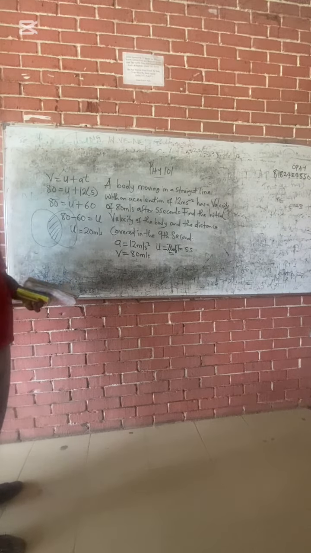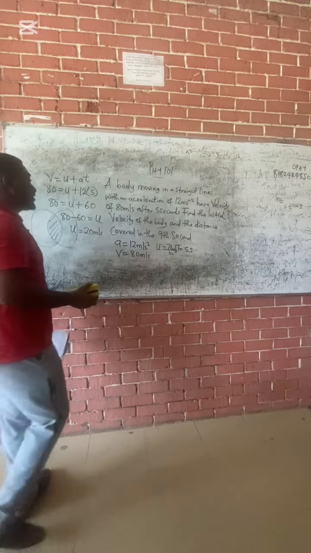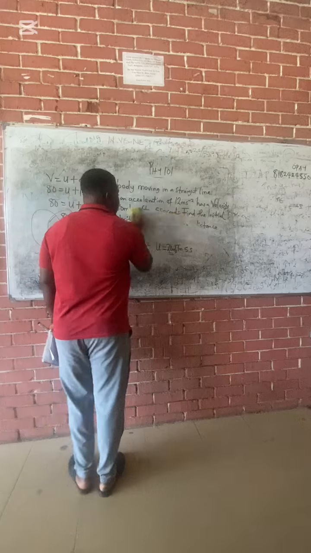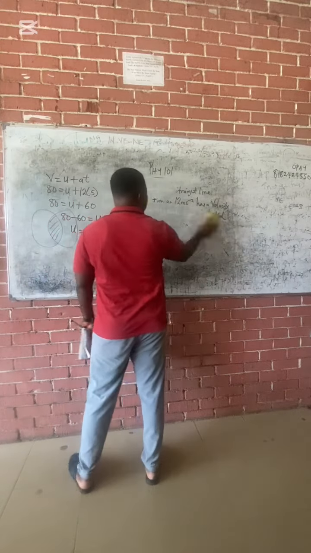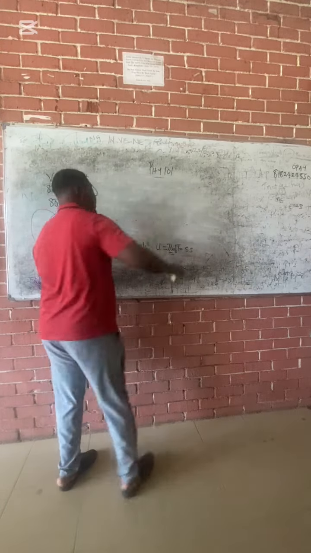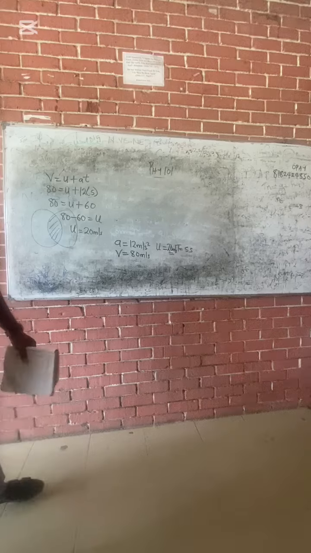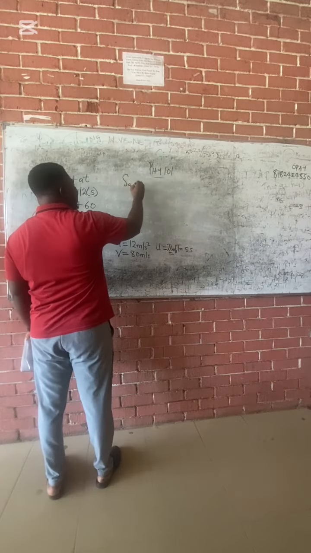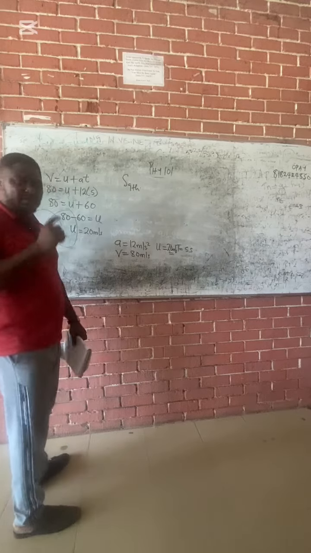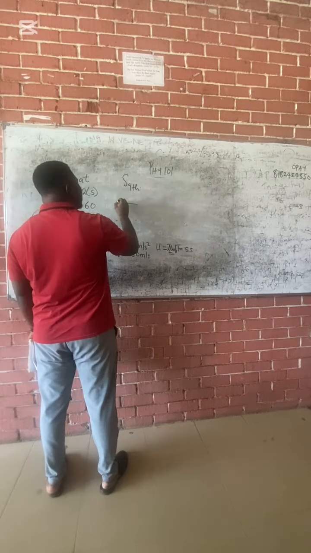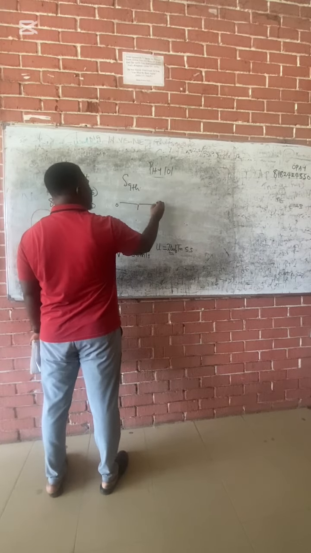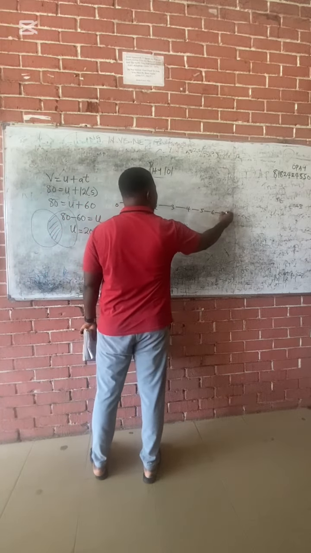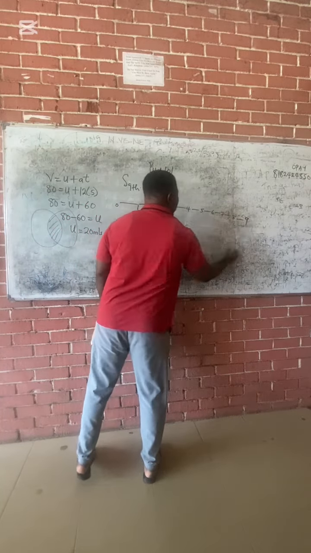Class, what's the distance covered in the 9th second? Permit me to clean this. Class, they did not say find distance covered in 9 seconds, but distance covered in the 9th second. I must explain something to you here carefully. We have from 0 to 1 second, 1 to 2, 2 to 3, 3 to 4, 4 to 5, 5 to 6, 6 to 7, 7 to 8, 8 to 9.